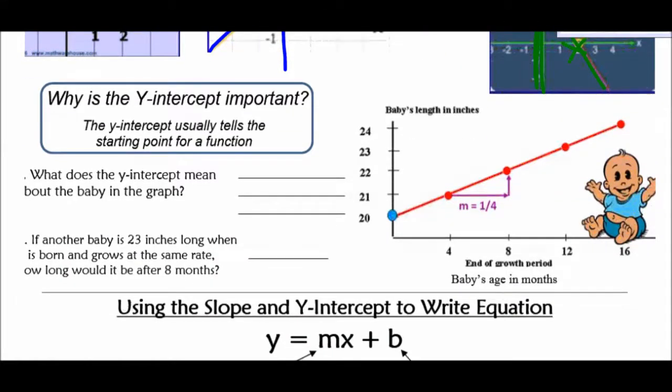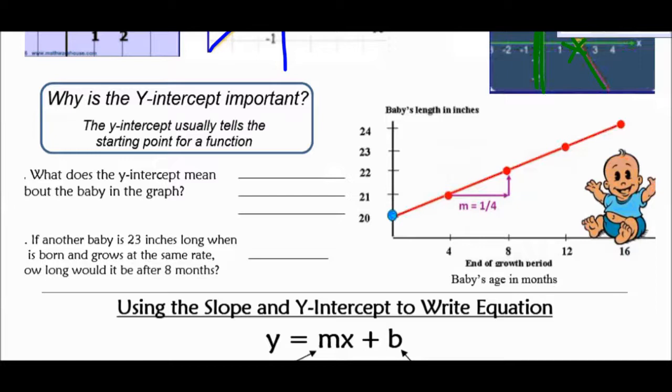The y-intercept is really important because it usually tells us the starting point for a function or for an equation. A function is just a fancy word for a graph. Certain types of graphs, we'll get into that later, but really it tells us the starting point of that graph. So what does the y-intercept really mean about this graph?